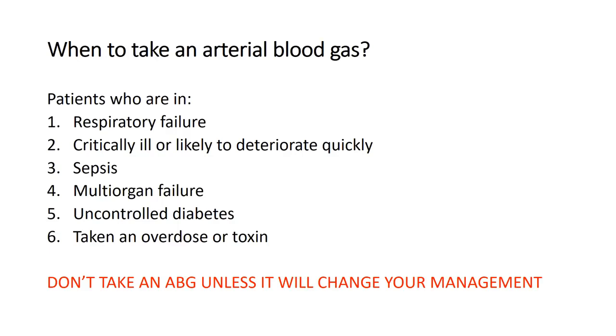If somebody comes in with diabetic ketoacidosis with uncontrolled diabetes, again, you want to know if there's a metabolic acidosis and if there's an anion gap and how unwell they are. If someone's taken an overdose or toxin that potentially could cause a metabolic acidosis or alkalosis or respiratory acidosis, this is again a need to take an ABG. But remember, don't just take an ABG unless it will change your management. Taking an ABG is painful, it's difficult, and it's not something to take lightly.